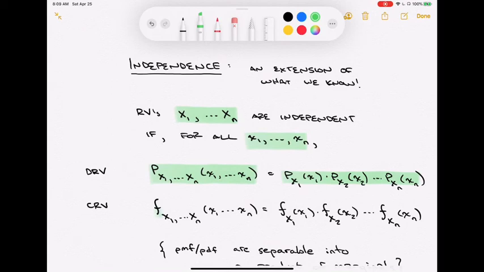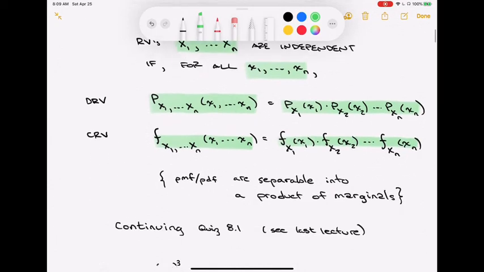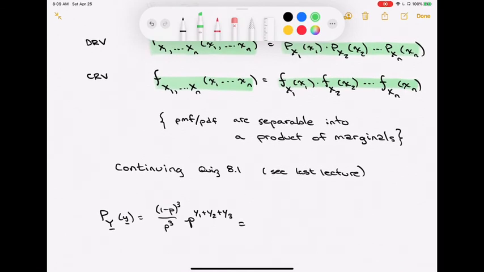If we look at the continuous random variable case, it's the same idea. The joint CDF of n variables now is just a product of the n marginals. Independence turns out to be pretty simple. We can take a look at this idea in a slightly different way and just say that the PMF or the PDF are separable, right? They are separable into a product of marginals.